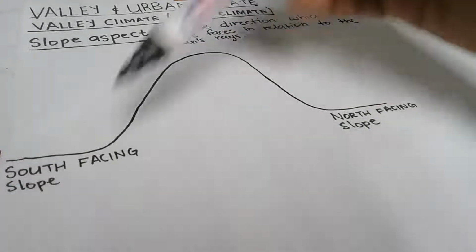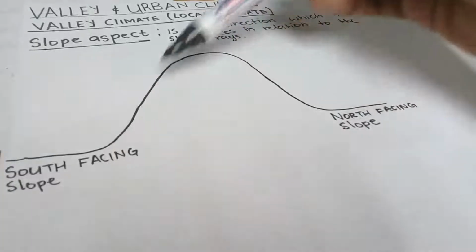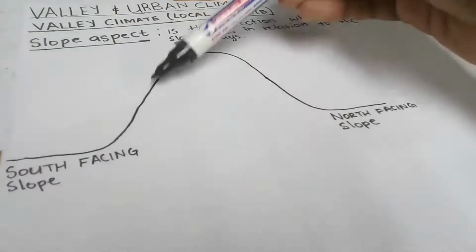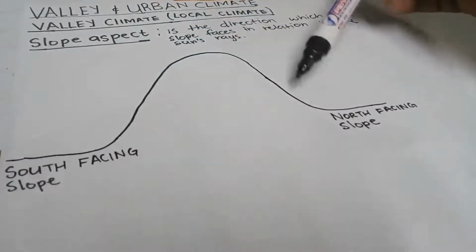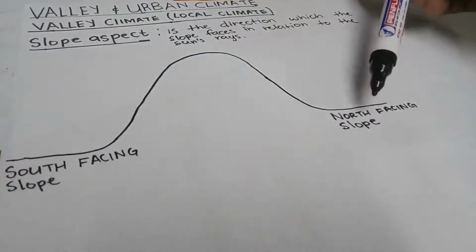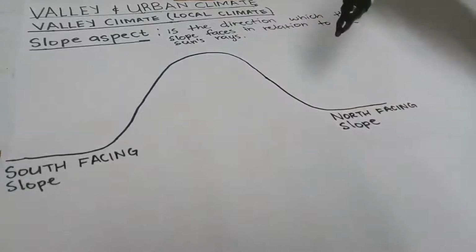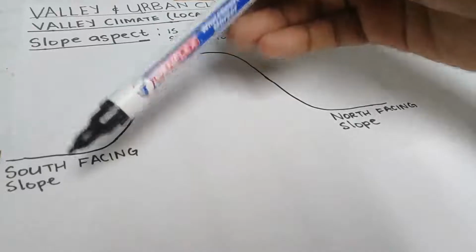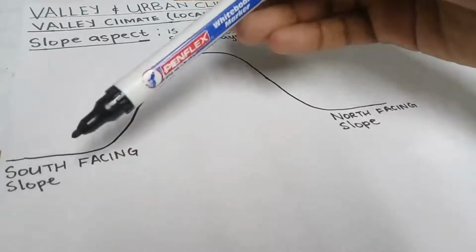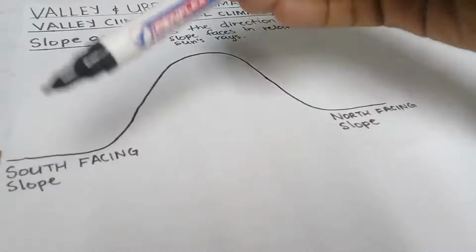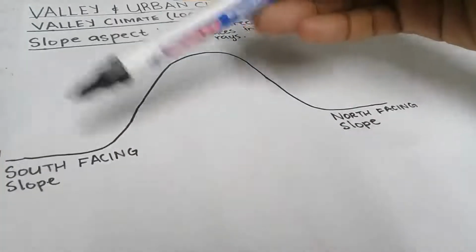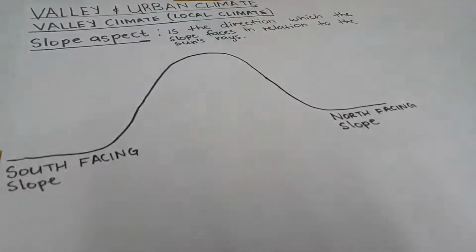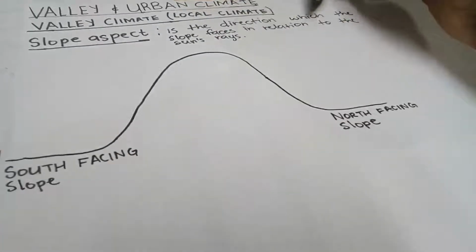Okay, we have two slopes here. We have this south facing slope, as you can see, and the north facing slope. So this slope is facing northwards, and this other slope is facing in the opposite direction, which is southwards, in a south facing slope. So the slope is facing in relation to the sun rays.